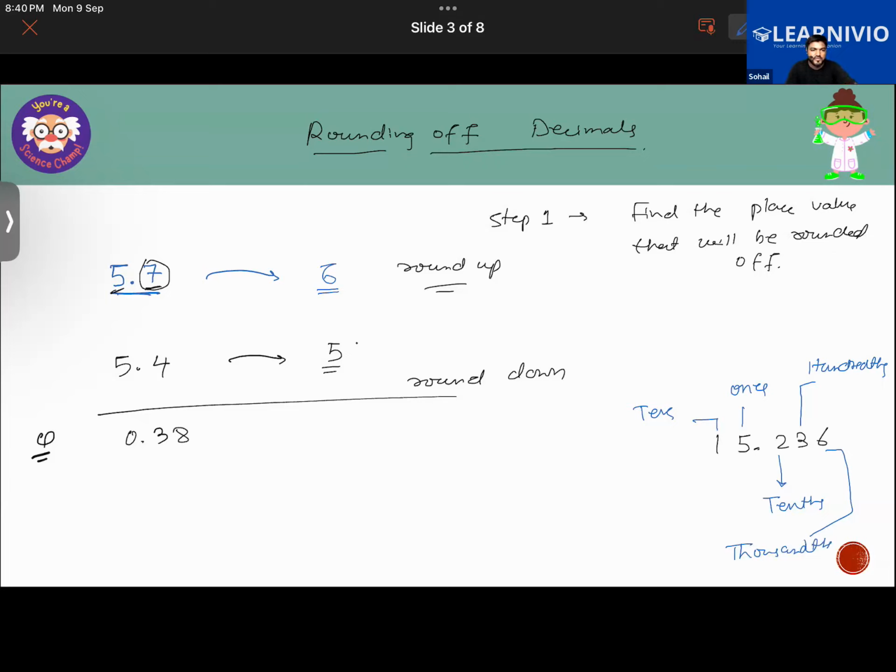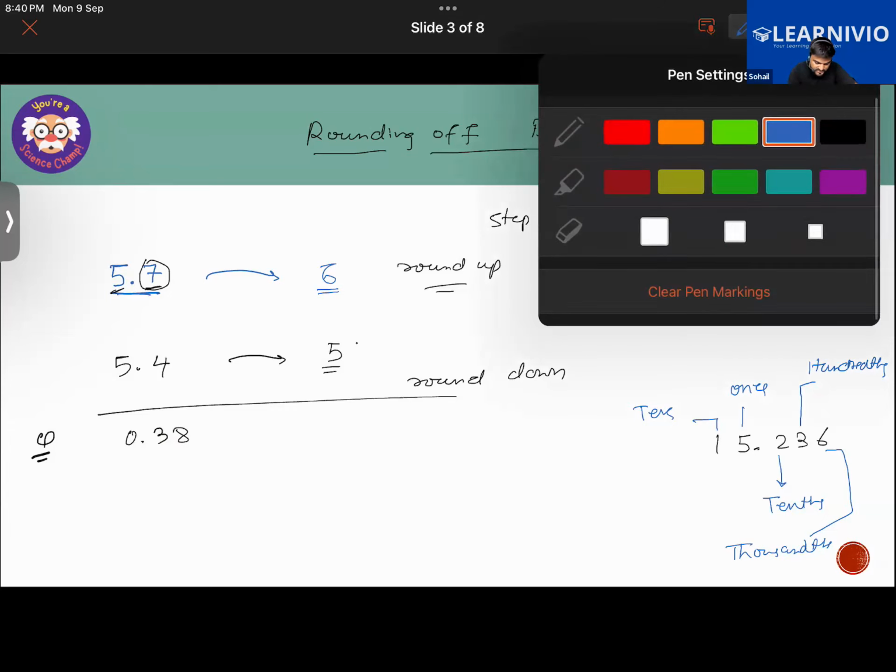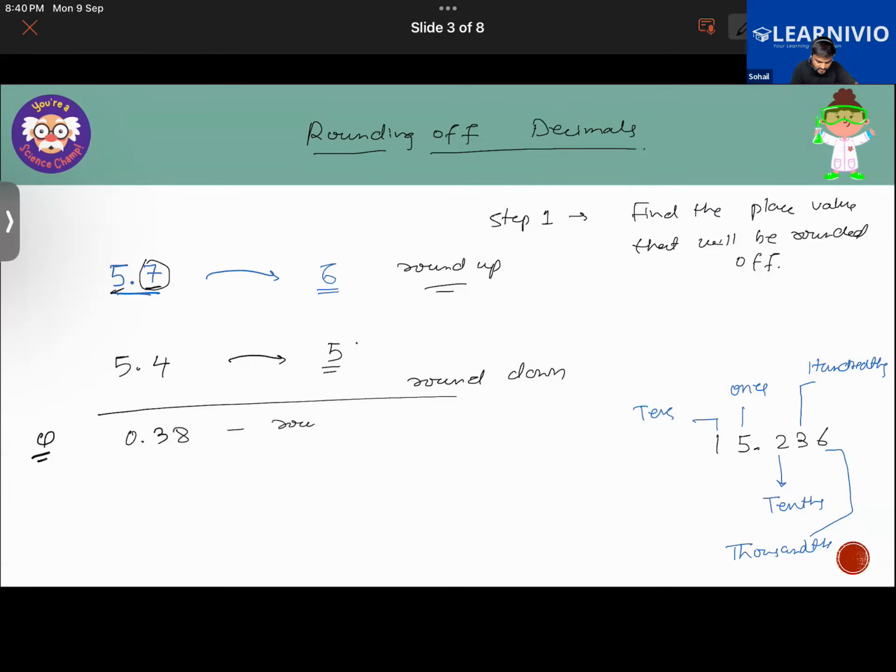Good. So you have to round off this to one decimal place. The question is: round off to one decimal place. So to round off 0.38 to one decimal place, we have to look at the digit in the hundredths place, which is 8 here.